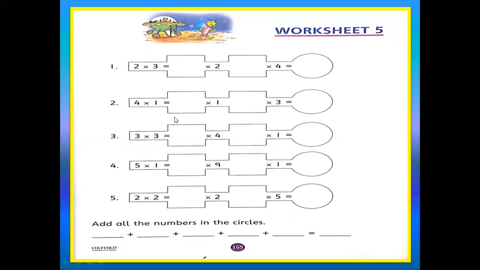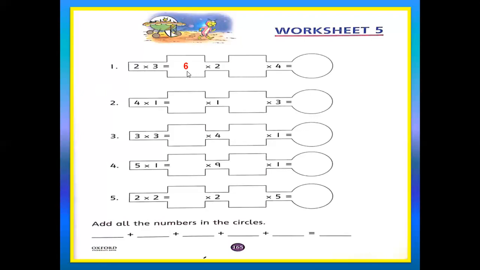This is a worksheet and this is the practice of table multiplication question. 2 multiply 3 means 2 threes are. So you can read table of 2 3 times or table of 3 2 times. So I read table of 2. 2 ones are 2, 2 twos are 4, 2 threes are 6. Which means 2 multiply 3 is equal to 6. So write 6 here. 6 is the answer of 2 multiply 3.